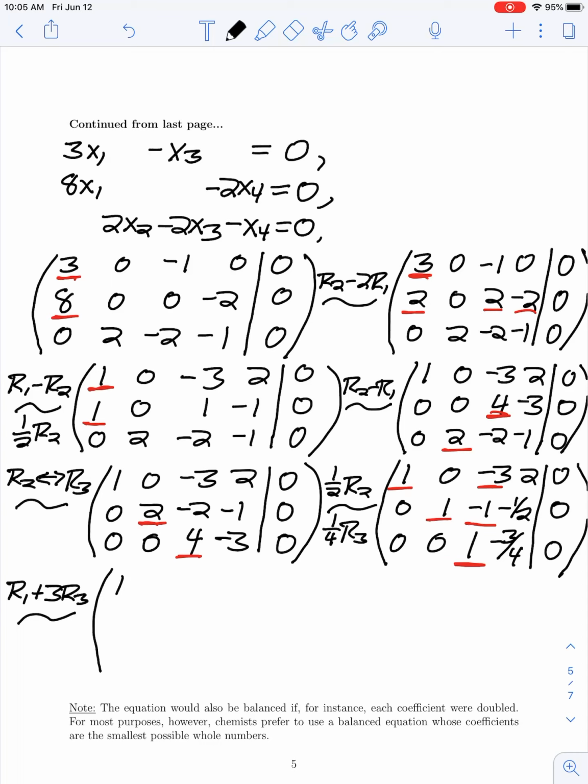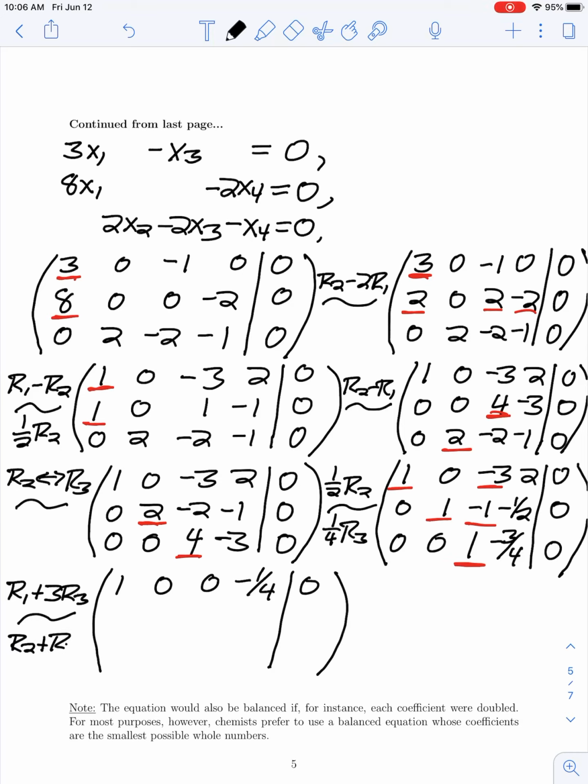which gives me 1, 0. My 3 minus 3 becomes 0. Now multiplying my third row by 3, I have a -9/4 plus 2, which would be 8/4. So I'm left with a -1/4 and 0.